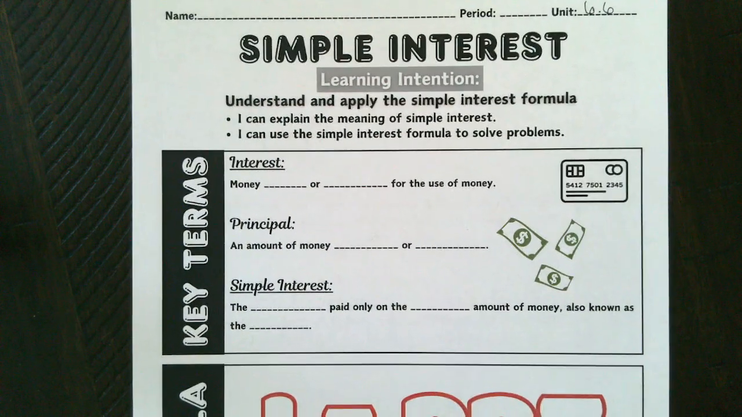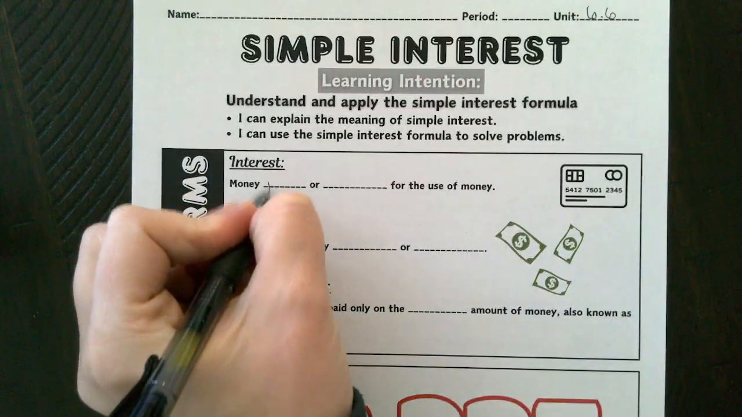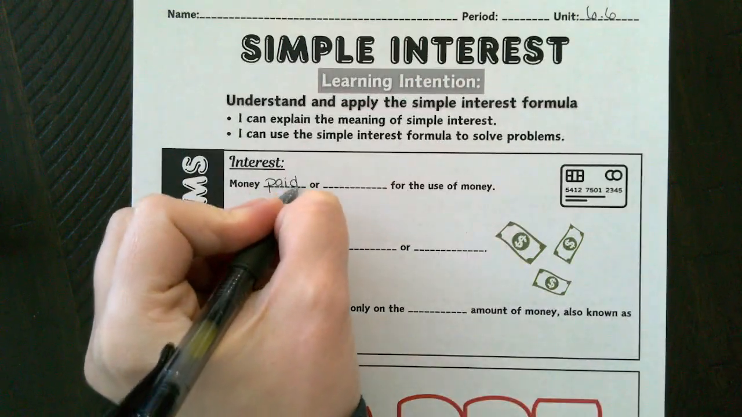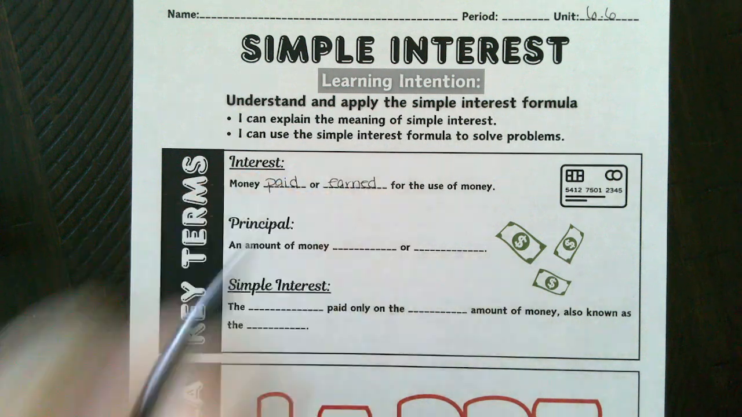So, our learning intention is to understand and apply the simple interest formula. You'll know you're successful when you can explain the meaning of simple interest and when you can use the simple interest formula to solve problems. So I have some key terms for you. The first term is called interest. So this is the money paid or earned for the use of money.